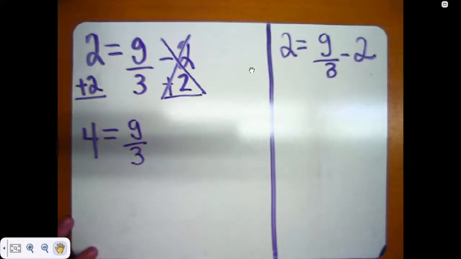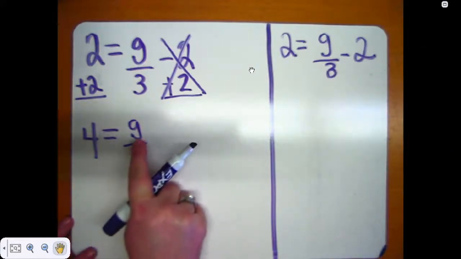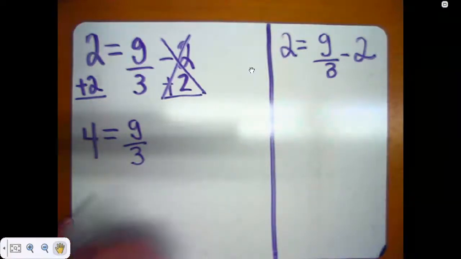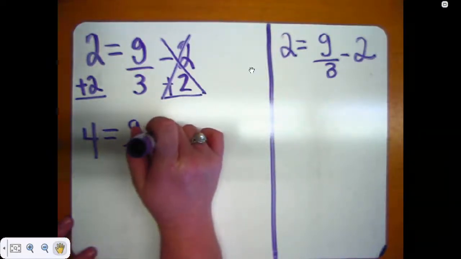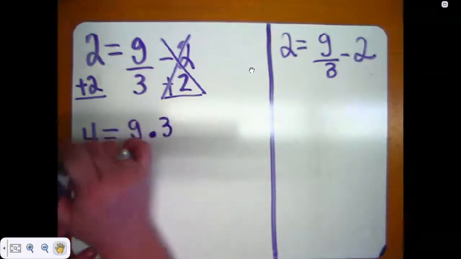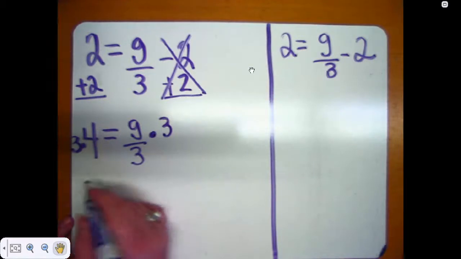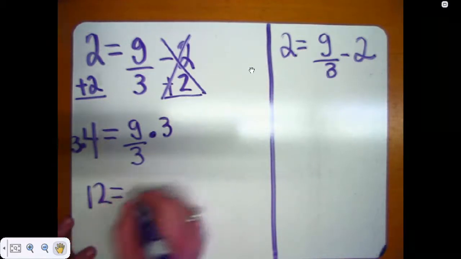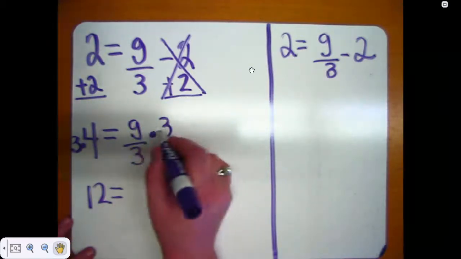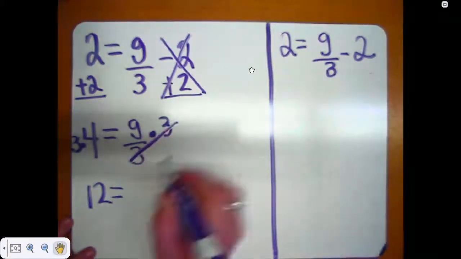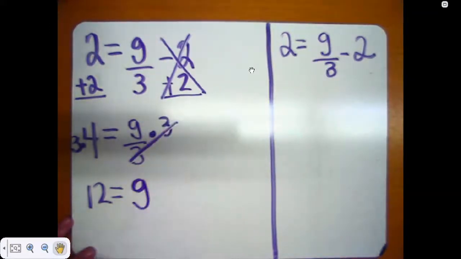Now, I still want to get this variable g by itself. And right now, it's being divided by 3. So I'm going to do the opposite, which is multiply both sides by 3. So 3 times 4 is 12. And 3g over 3, 3 divided by 3 is 1. So those go away, and we're left with only g. So g is equal to 12.